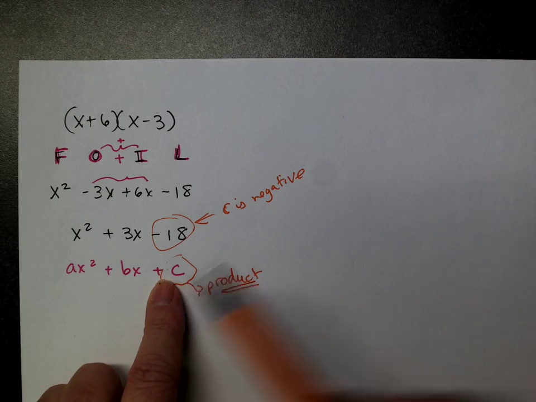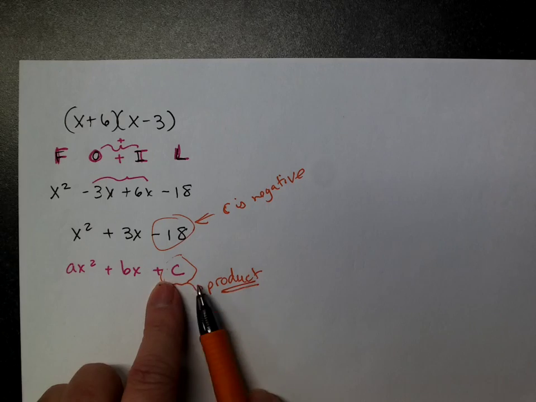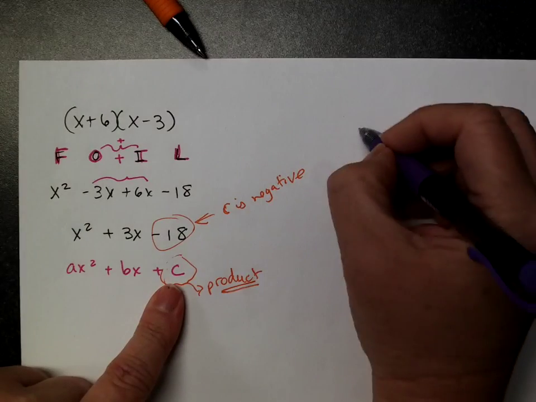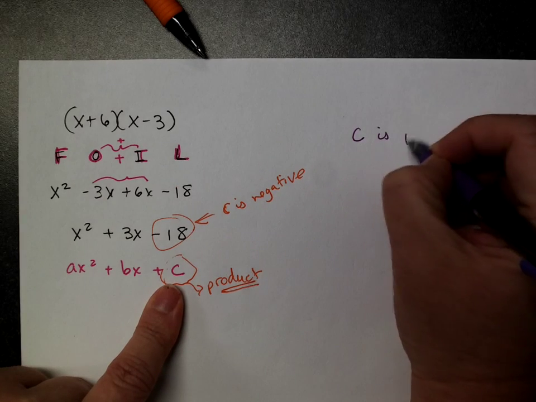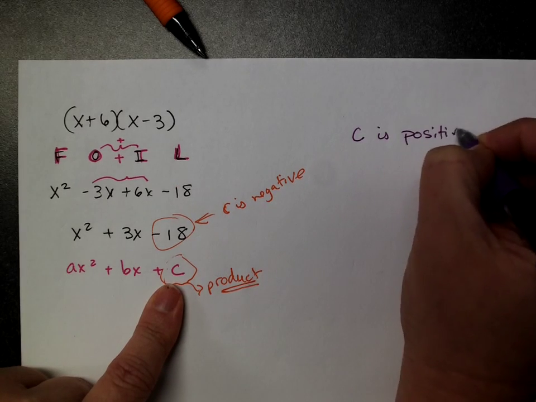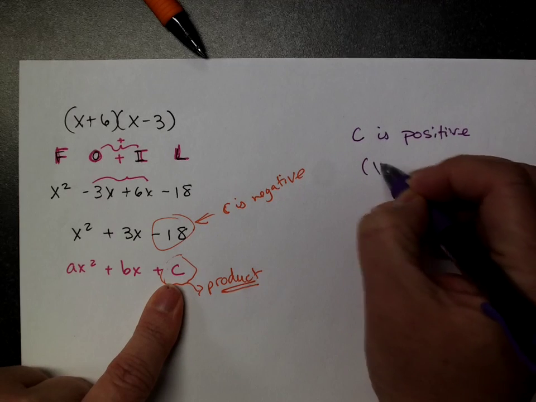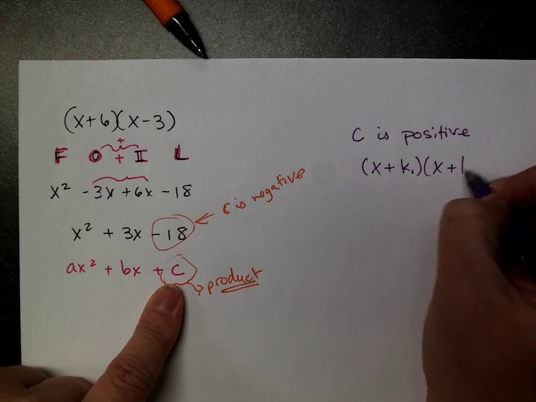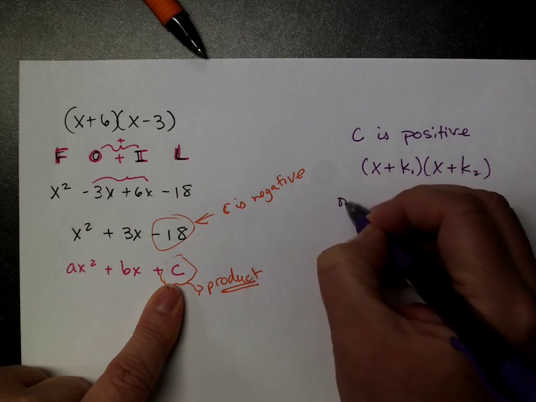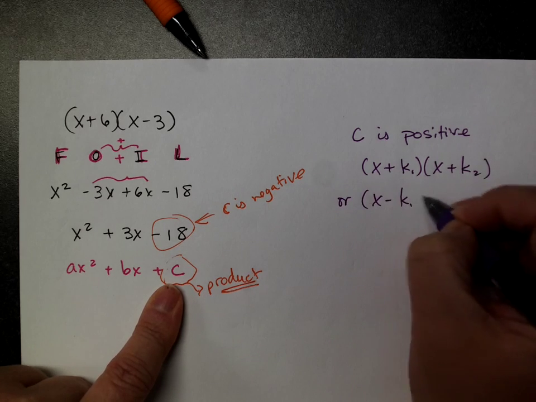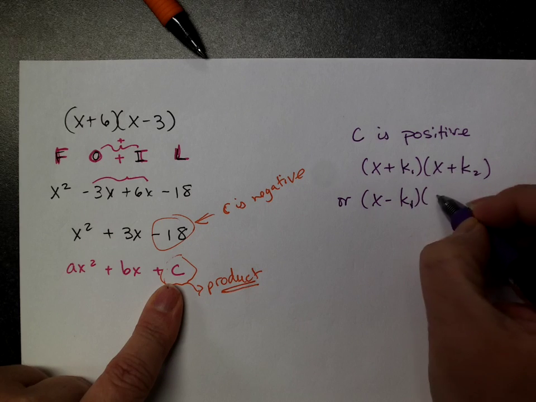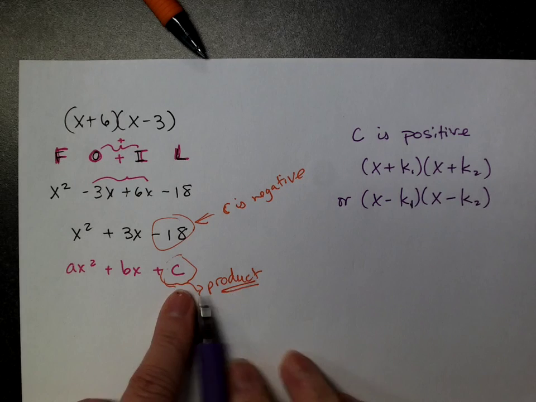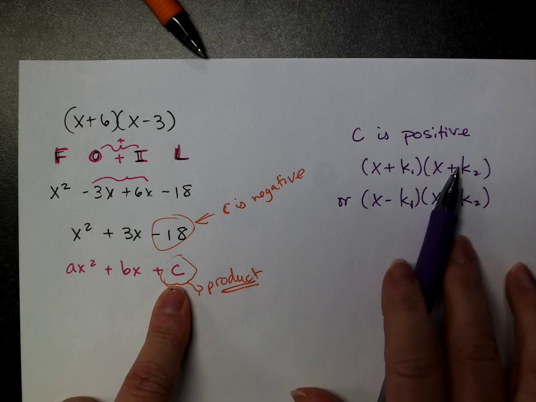Two positives, or 2 negatives. Yeah. To sum it up, if C is positive, then you either have x plus a number, or you have x minus the number. I'm using K1 and K2 for those numbers. If C is positive, the only way to get that positive product is with 2 positives or 2 negatives when you FOIL.